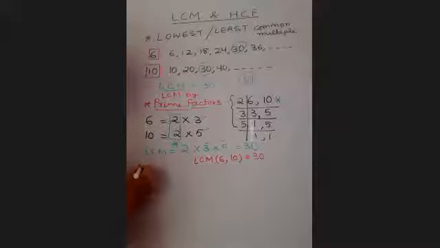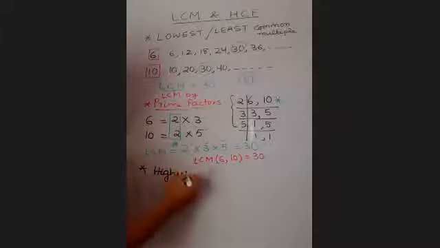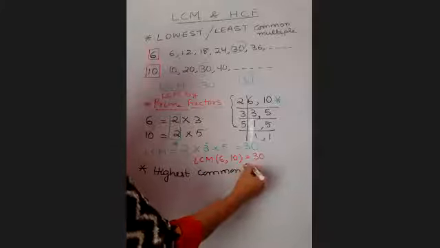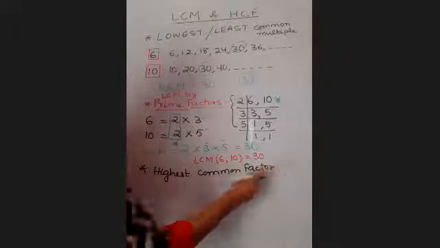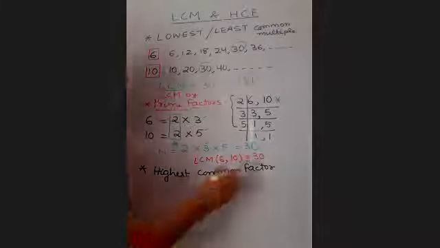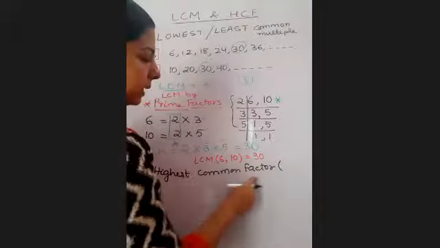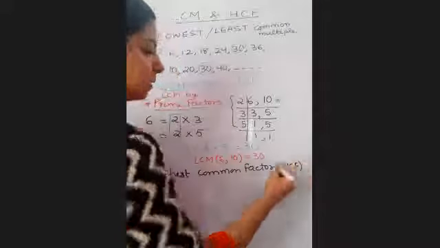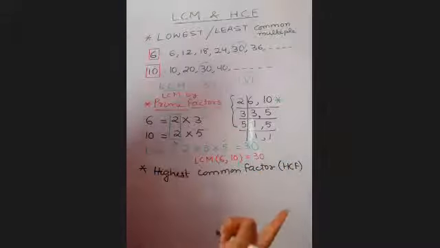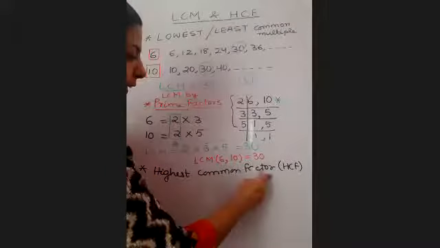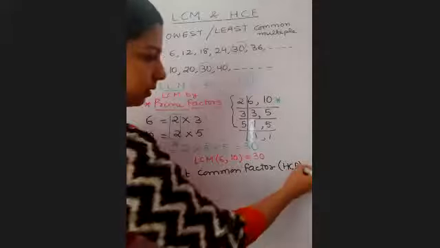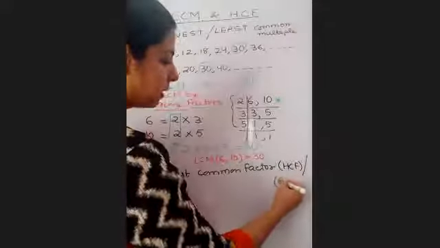Now let us discuss highest common factor. As the name suggests, it is the highest number which divides. Factor means which divides. Multiple means which is obtained by multiplying. But HCF, factor means which is obtained by dividing. Opposite. The other name for HCF is GCD.